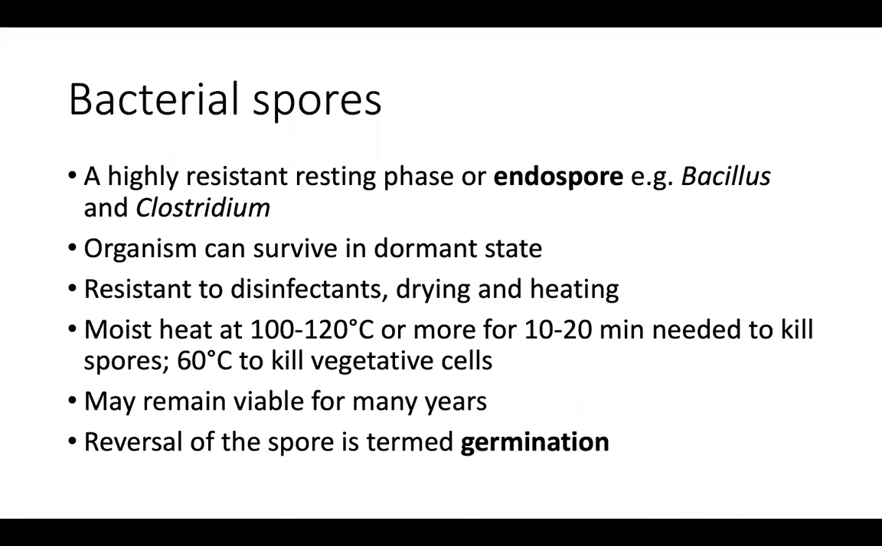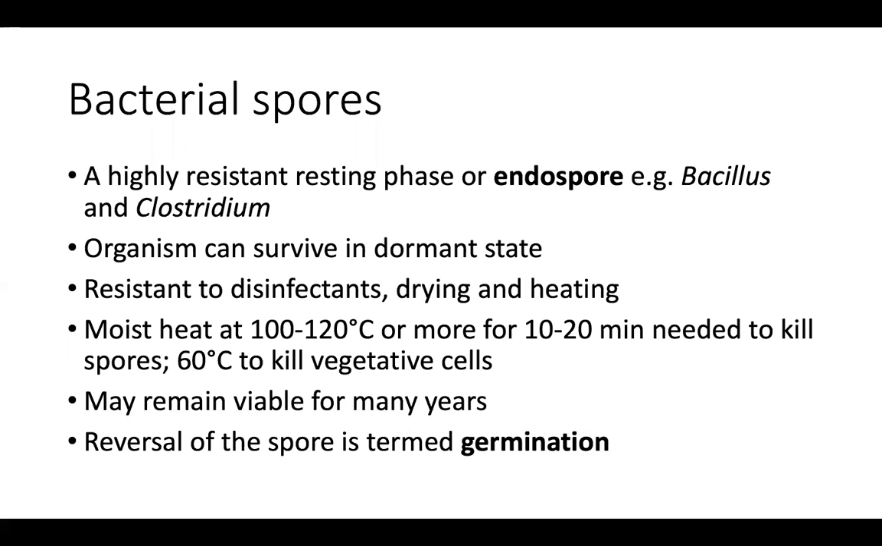And these organisms can survive in the dormant state for a very long time, and they're resistant to disinfectants. They're resistant to different methods of sterilization, drying, heating, and so on. To make a comparison, if you want to get rid of spores, you need moist heat at 100 to 120 degrees for about 10 to 20 minutes. When you compare that with the vegetative cell, the actively dividing cell, you only need about 60 degrees centigrade to destroy it.